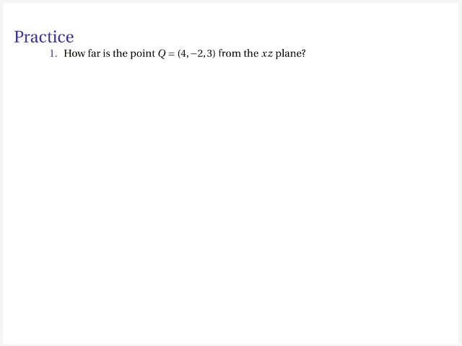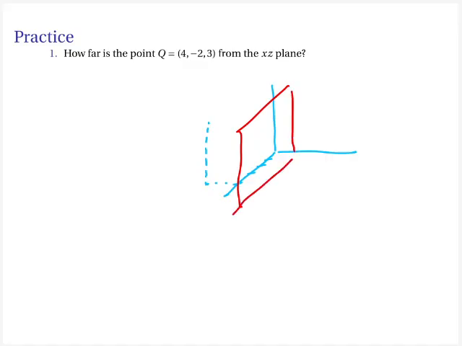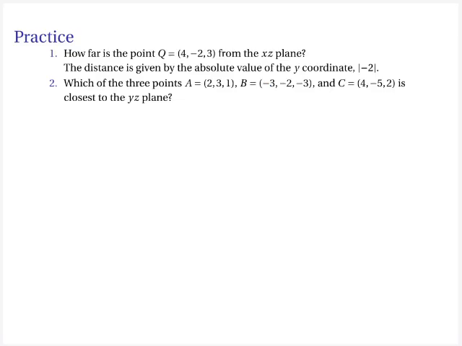from the xz plane. Sometimes with these, people initially at least have some trouble picturing 3D. So (4, -2, 3): 4, there's 1, 2, 3, 4. Minus 2 makes it back by 2, and then 3 makes it up by 3. And it says the xz plane, so maybe I'll have a different color for the xz plane. There's the xz plane. How far is it from the xz plane? So the answer is its distance is the magnitude of its y coordinate. Okay. So the absolute value of minus 2.